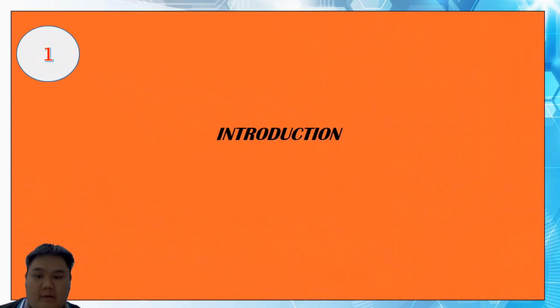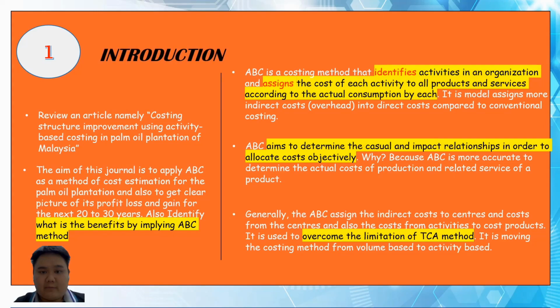Now we're going to discuss the introduction. We're going to review an article for our title. The article name is Costing Structure Improvement Using Activity-Based Costing Method in Palm Oil Plantation of Malaysia.